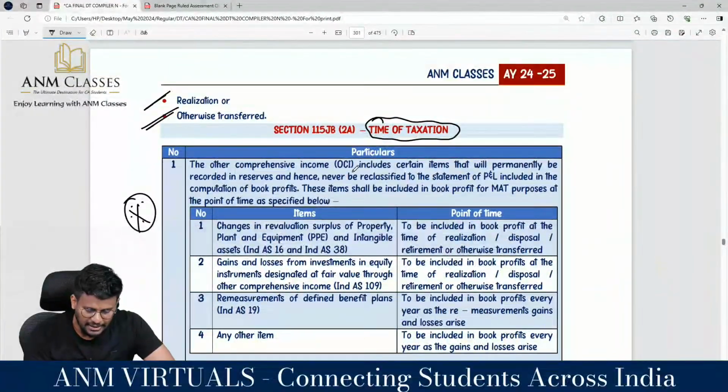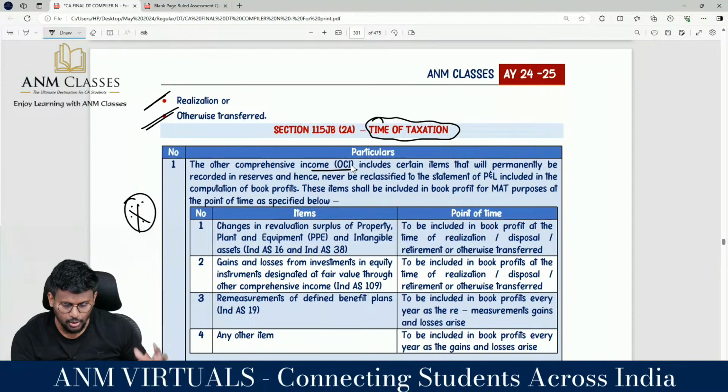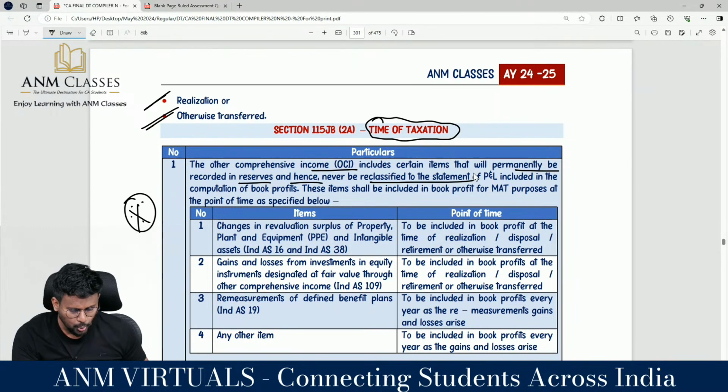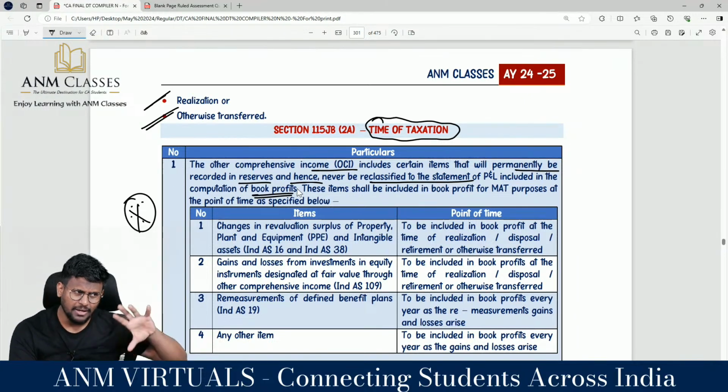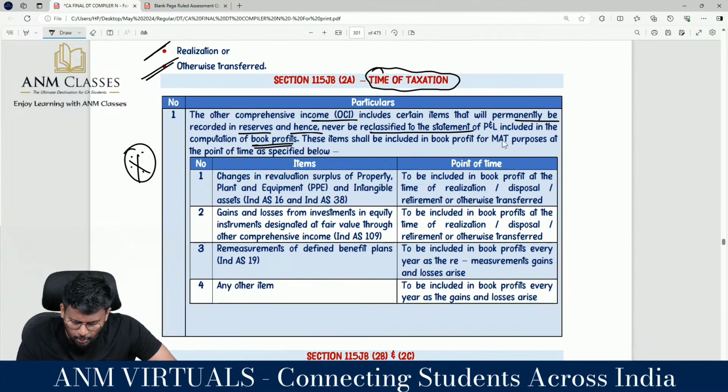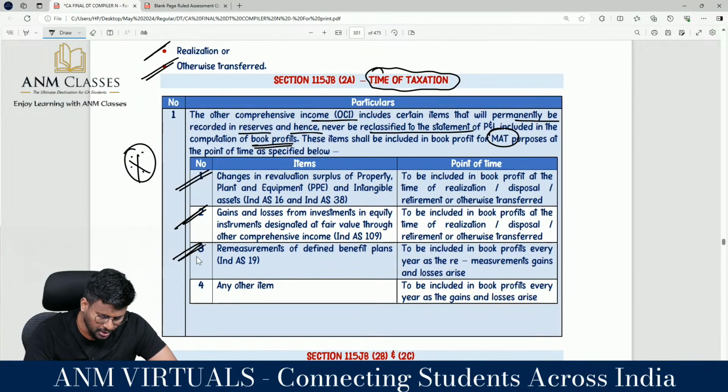Yes. The other comprehensive income, OCI, includes certain items that will permanently be recorded in reserves and hence never be reclassified to the statement of P&L, included in the computation of the book profit. So certain items will permanently transfer to reserve and will never come to the P&L account. Those items should be taken care of, because items not to be reclassified to P&L, that we have already settled. Following these items shall be included in the book profit for MAT purpose at the point of time as specified below. 1, 2, 3, 4.